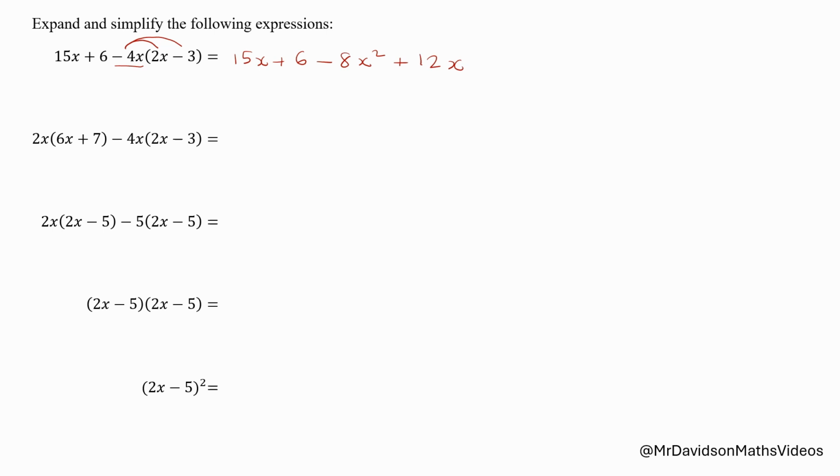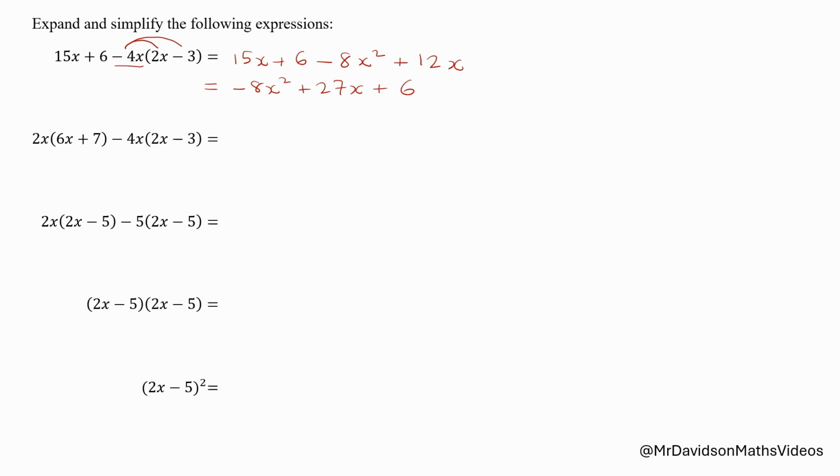12x. Here we have like terms in 15x and plus 12x. So this becomes minus 8x squared plus 27x plus 6, written in descending powers of x as a standard convention.